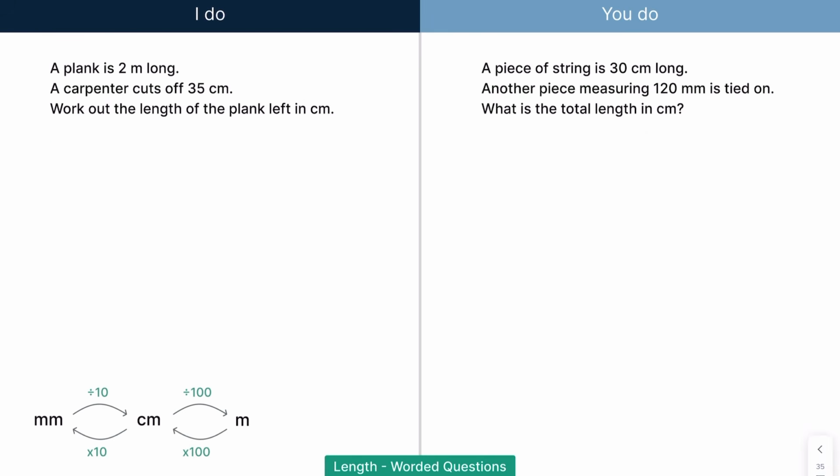And moving on, we're now looking at worded questions with length. So we have a plank which is 2 meters long. A carpenter cuts off 35 centimeters. It says work out the length of the plank left in centimeters. So we know everything in this question needs to be in centimeters.